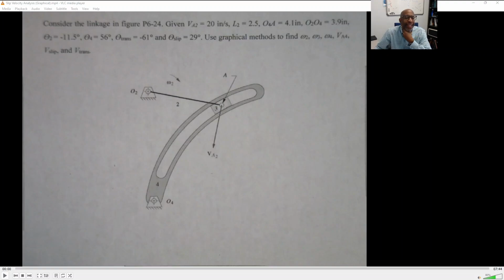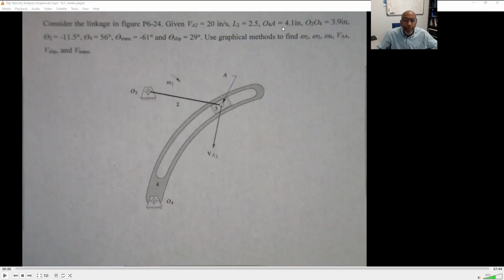Okay, this is a velocity of slip analysis problem, and we are using a linkage from the book, figure P624, and the following are the givens. We have a velocity VA2 shown here. It is 20 inches per second. Length 2, our crank, has a length of 2.5, and let's just say those are inches for the sake of argument.